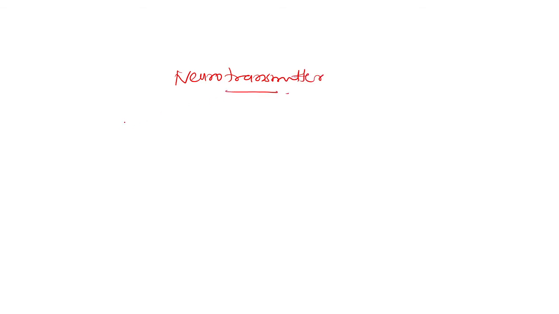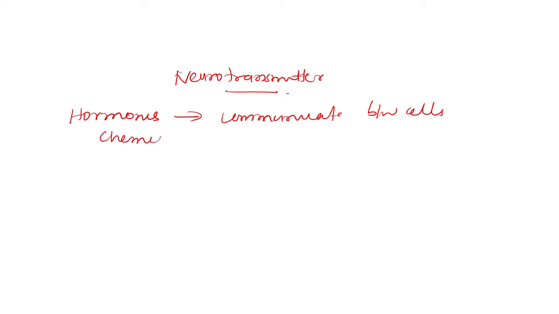So hormones are chemicals used by the body to communicate between cells. You all know what this is for hormones, so I'm not going to explain that. These are chemicals.